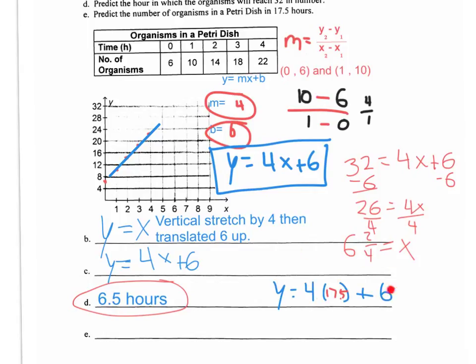So here's my equation, and I simply take my 17.5 and plug it into the x, and that's what I have here. And when I work it out, you get 76, I'm sorry. So y actually equals 70 plus 6, which is 76. I did it on a calculator, by the way. I couldn't do 4 times 17.5 in my head. Anyway, that's your answer. And you would say on option E, 76 organisms.